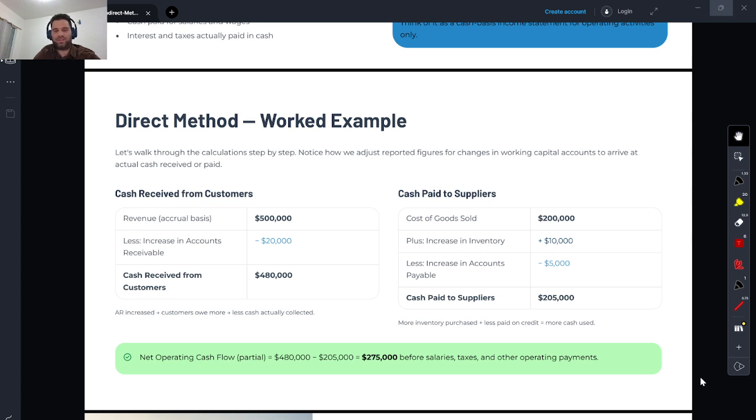Now let's look at the cash paid to suppliers. The cost of goods sold is $200,000. Inventory increased by $10,000, meaning the company purchased additional inventory. Accounts payable increased by $5,000, meaning some purchases were financed on credit and not yet paid in cash. Hence, the total cash paid to suppliers is going to be $200,000 plus $10,000 minus $5,000, which equals $205,000. This gives us partial operating cash flow of $275,000 before salaries and taxes.